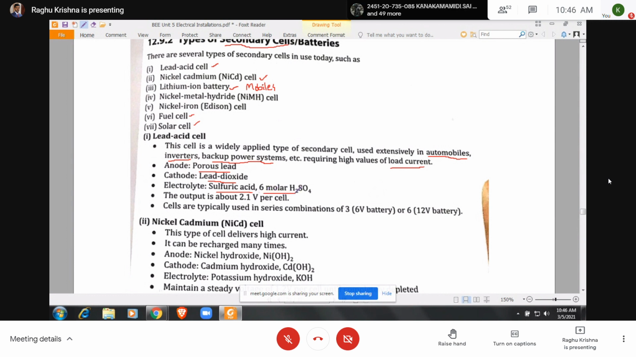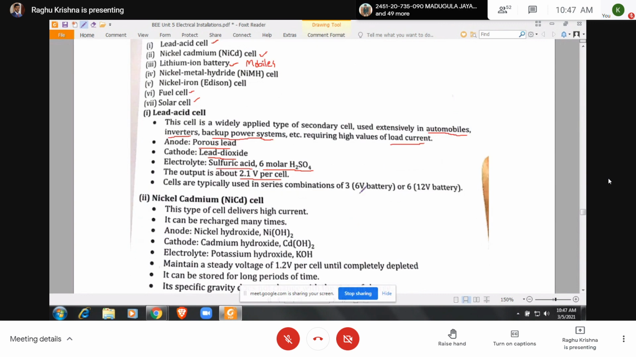So 6 molar H2SO4. H2SO4 is sulfuric acid. Next, the output: it is 2.1 volts per cell. Cells are typically used in a series combination of 3 to get a 6 volt battery. And if you connect 6 cells in series, you are going to get a 12 volt battery.